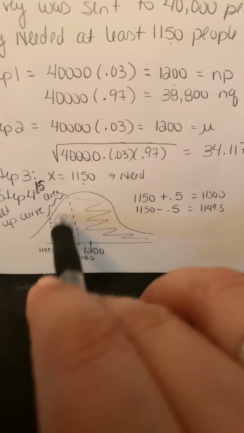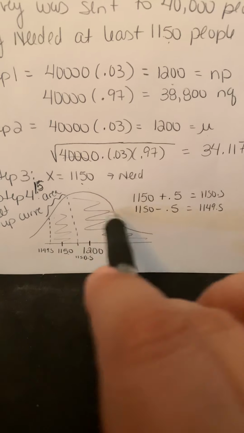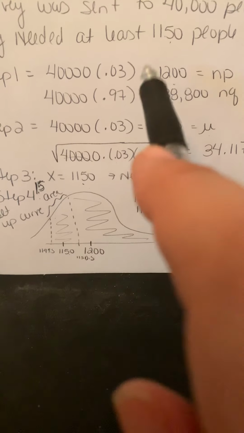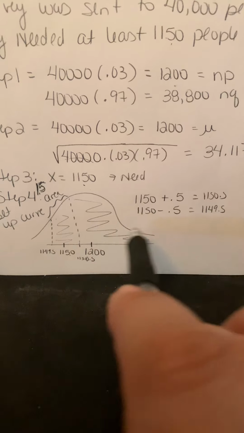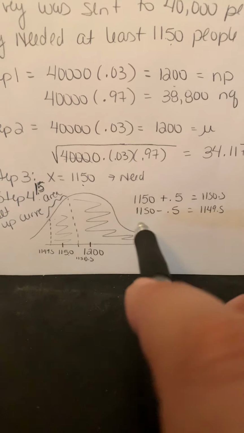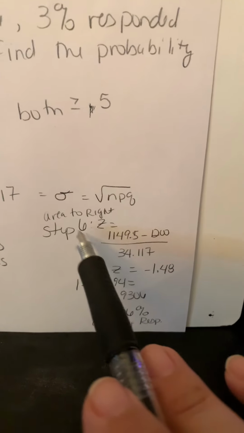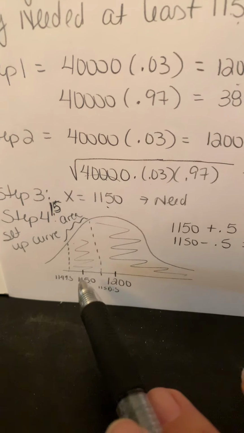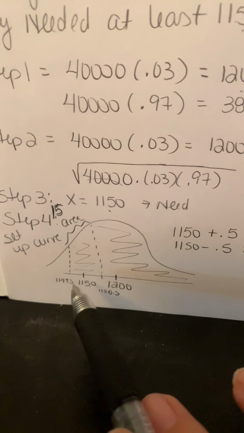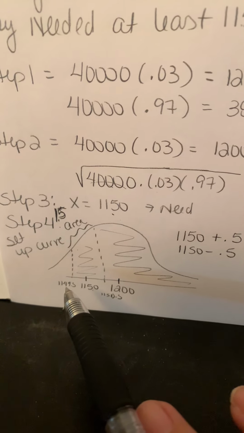I'm trying to find not just that little piece of area there, but this big generalized piece. That's what I shaded, because I need at least 1,150 people. So I need at least this many people. Then I come over here to step 6. I'm looking for the area to the right, my at least amount, at least 1,150. And notice I'm using the 1,149.5. I'm using that continuity correction because that's the lowest amount that I could possibly have.